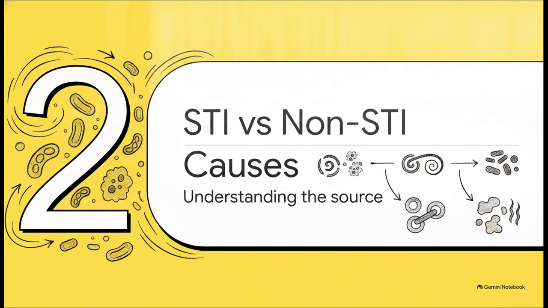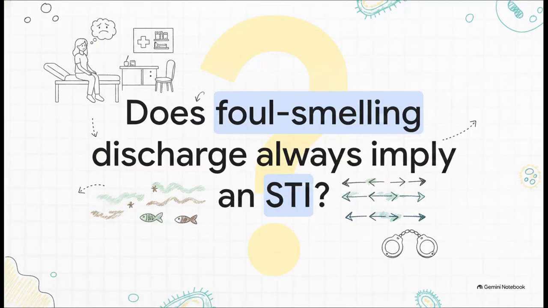Moving on to Section 2, STI versus non-STI causes. So put yourself in the clinic for a second. A female patient presents with a foul-smelling fish discharge. You've got to ask yourself, does this automatically mean she has an STI? Do you need to immediately start contact tracing and treating her sexual partners? I mean, that's a high-stakes question, right? It can cause a whole lot of anxiety for the patient sitting right across from you.